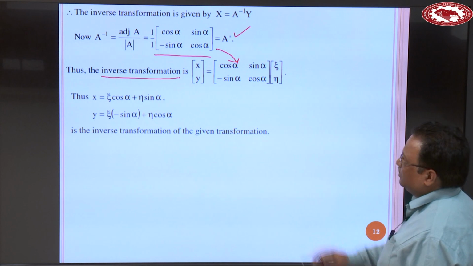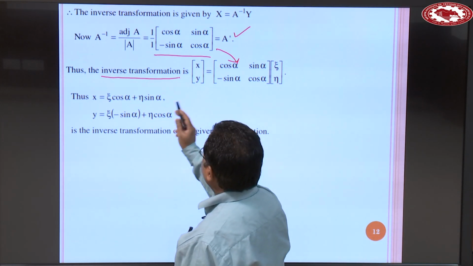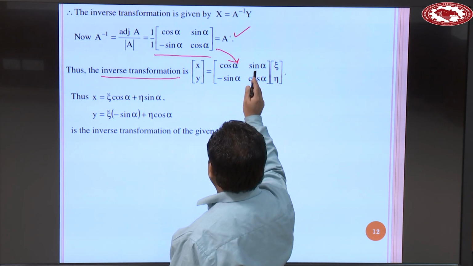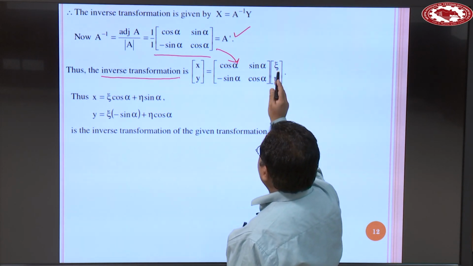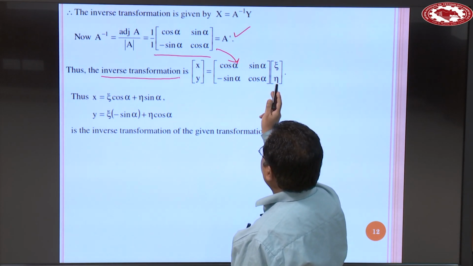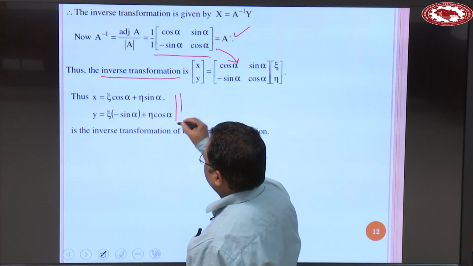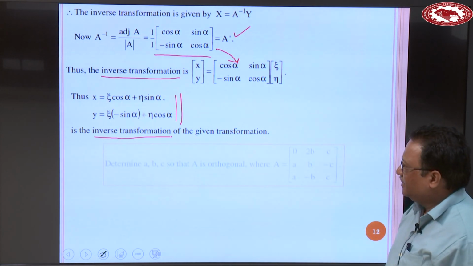So write in terms of equations. x is equal to zeta cos alpha plus neta sin alpha, and y is equal to zeta times minus sin alpha plus neta cos alpha. So these are the inverse transformation of the given transformation. Clear?